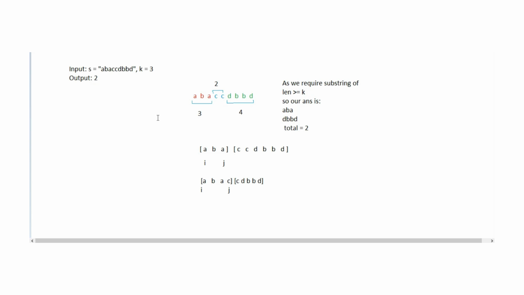As in the question they have strictly given the condition that the length of the palindromic substring must be greater than or equivalent to 3. Here, as k is equal to 3, the possible palindromes formed from this string are of length 3 and 4. So the two strings are ABA and DBBD, and that's why we have written 2. We have ignored CC because it is of length 2. So let's discuss how we come to this solution, how to approach this problem and how to implement it.